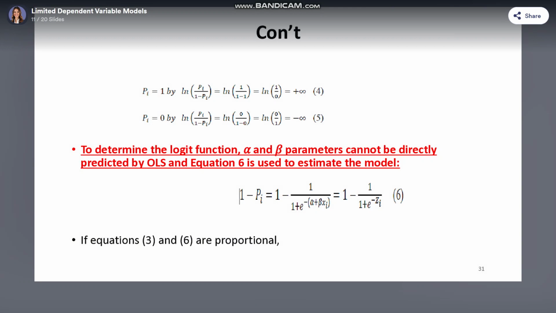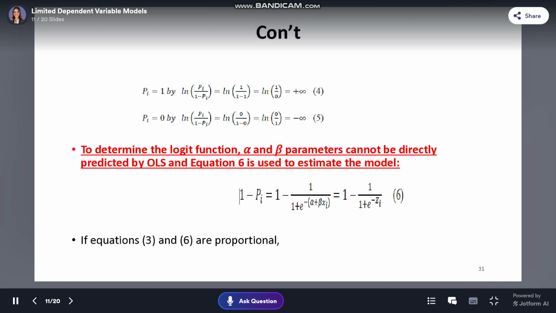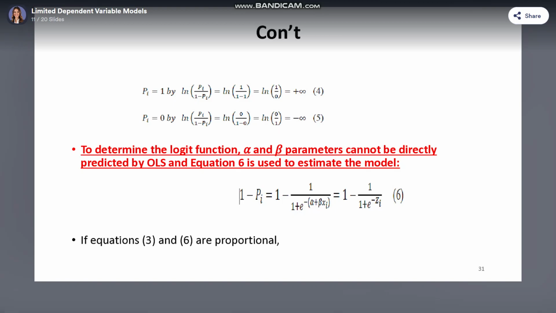The logit function transforms probabilities into log odds, which can range from negative to positive infinity. This transformation allows us to model the relationship linearly in terms of the log odds, even though the original probabilities are bounded. However, the parameters in this model can't be estimated using ordinary least squares due to this nonlinear relationship.